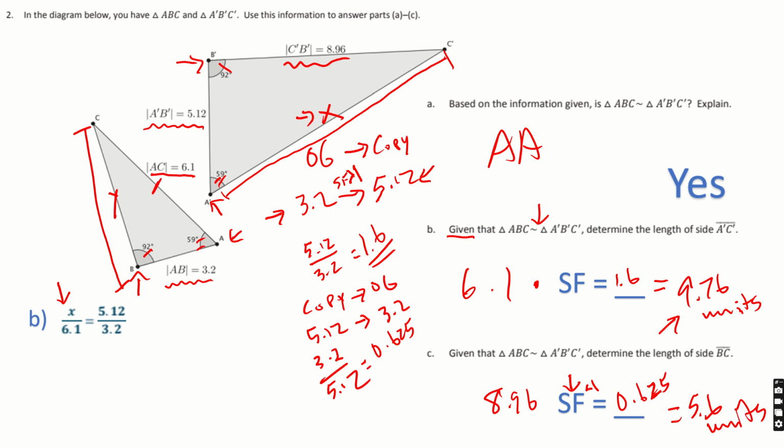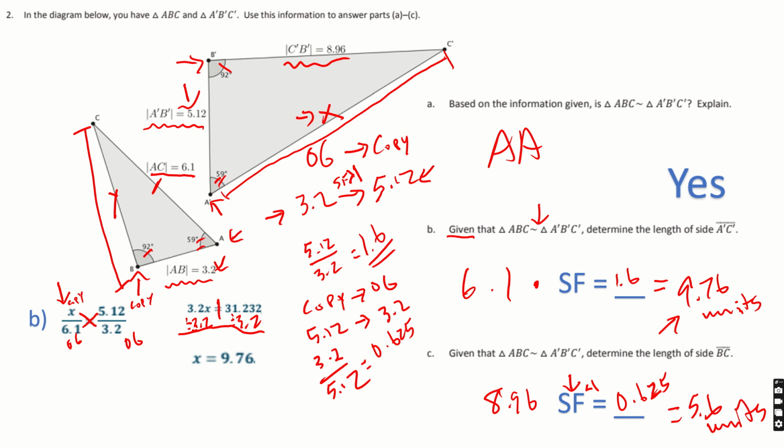It's my copy over my OG. And then 5.12 is my copy here over my OG, the one that I do know. And then all I do is cross multiply. When I cross multiply those things, I come up with 3.2x equals 31.232. Solving equations, all we would do is divide by 3.2. Whatever you do to one side, you do to the other, right? And we'd be left with x being equal to 9.76.